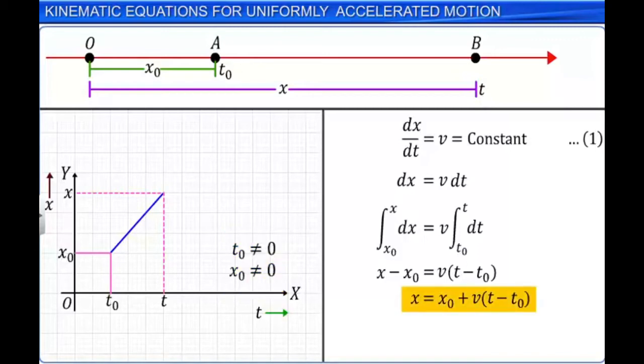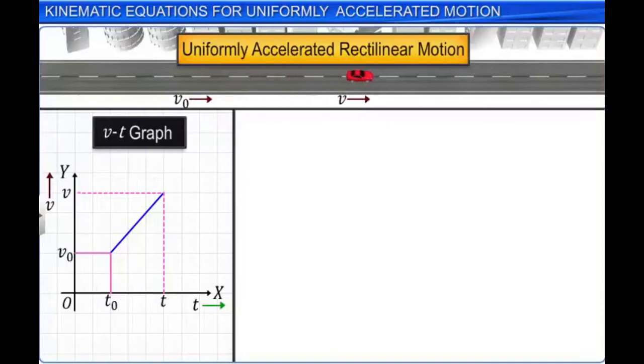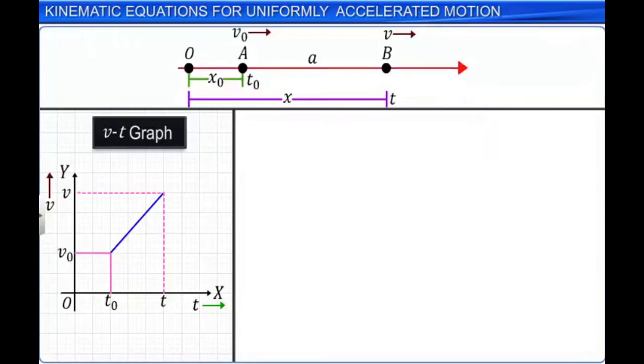Now let's derive equations for uniformly accelerated rectilinear motion. In this type of motion, the acceleration of the particle is a constant: dv by dt is equal to a, which is a constant. The initial values are x0, t0 and v0. Similarly, the final values are x, t and v.